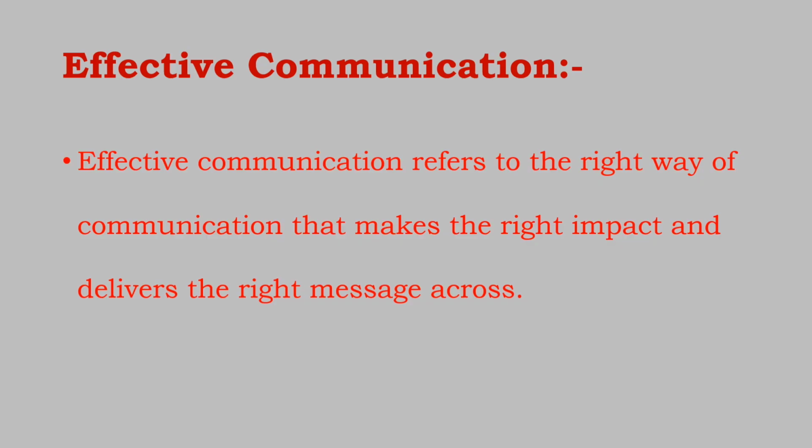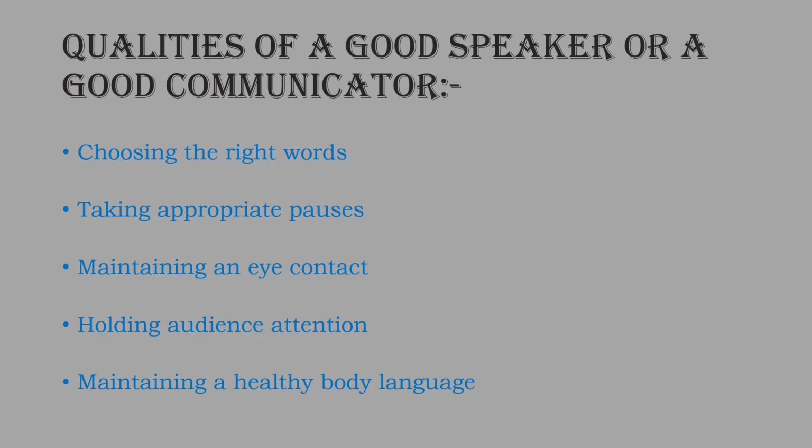So far, we have seen the barriers of communication. So, what is the right way of making communication effective? Let's see some of the criteria. We need to choose our words right and pause wherever it is essential. We need to make direct eye contact. We need to sustain the attention of the audience and maintain good and healthy body language.